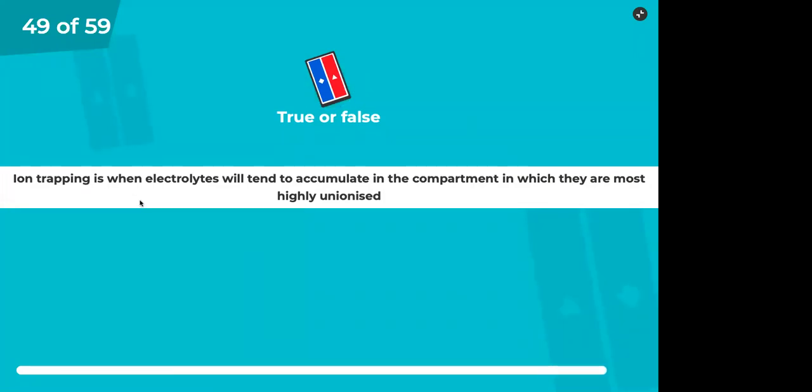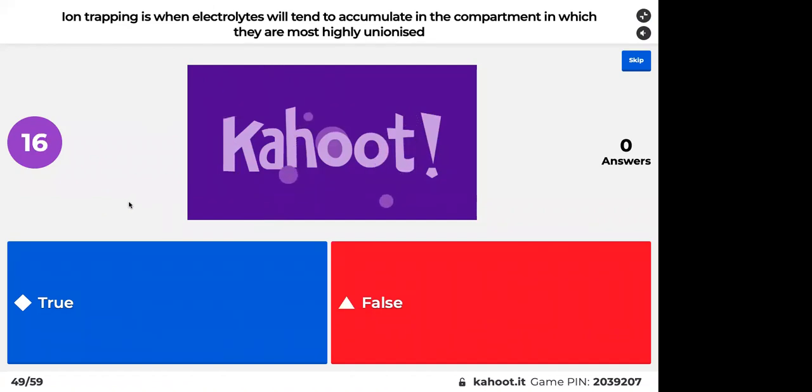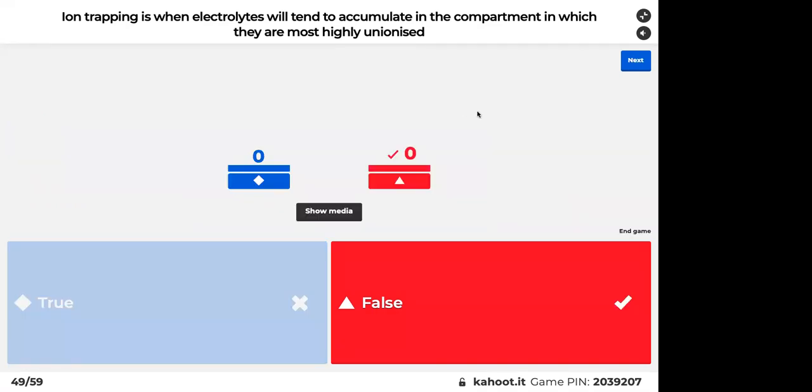So the next question is just a true or false about ion trapping. And the answer here is false. So I'll quickly go through ion trapping as a whole. So ion trapping is where molecules are less able to cross biological membranes when they are charged, i.e. ionized. So this means that weak electrolytes will tend to accumulate in the compartment in which they are most highly ionized, not unionized. And for that reason, the answer here is false.